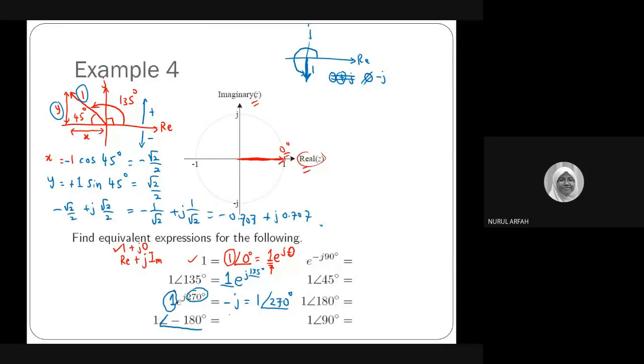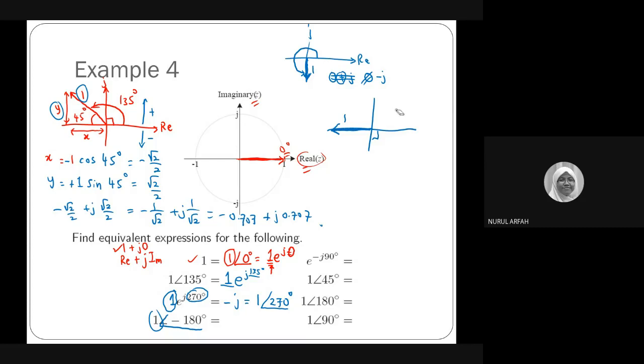Rectangular form. Okay, if you want to draw on the complex plane, where is that negative 180 degree? If you start from here, then this is plus, right? But if you start from here, this is a negative side. So this is 90 degree, and you can just end up until here. Is this clear or not?